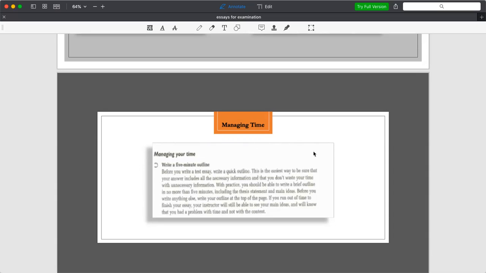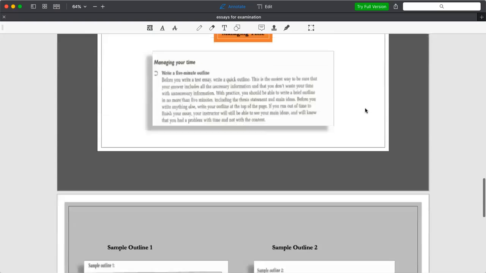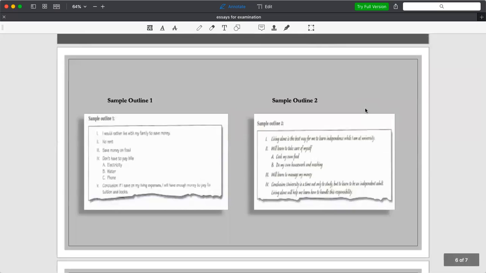If you run out of time to finish your essay, your instructor will still be able to see your main idea and will know you had a problem with time and not with the content. So keep to your outline, from the first point until the end. That's all, folks. And then we go to the sample outlines here.